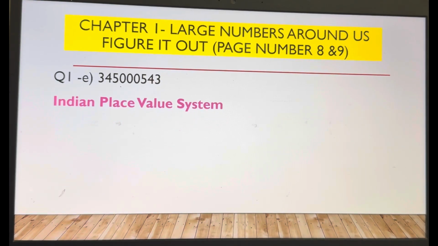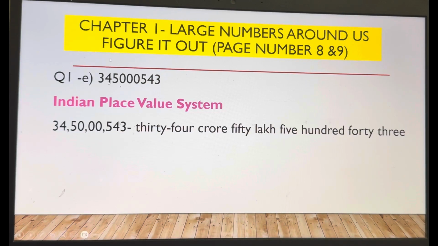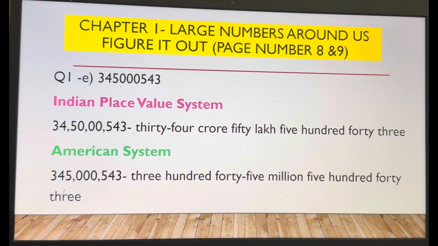Next question, number E. First we write according to the Indian place value system. You can see here 34 crore, 50 lakh, there's nothing in thousand. So we leave that and we write 543. Now the American system for the same number. See that the pattern is 3, 3, 3, so 345, this is the millions block, so 345 million, there's nothing in thousands, and directly we write 543. So 345 million, 543 is the answer.